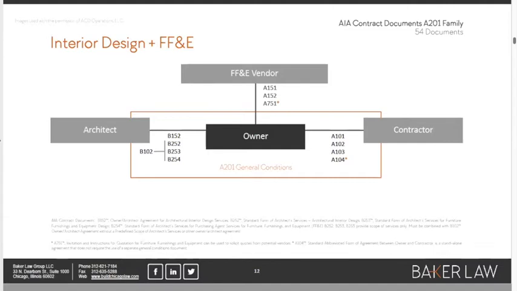Same thing here. There is a method of project delivery where there is just interior design and FF&E being provided. And insofar as the owner has hired the architect with one contract to the left, and the owner has hired the contractor to the right, and then there is another stakeholder, an FF&E vendor, the A201 general conditions applies. So again, owners hired the architect, owners hired the contractor, you might be in A201 general conditions land.